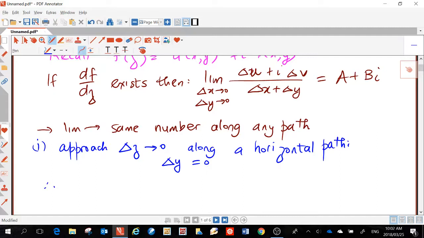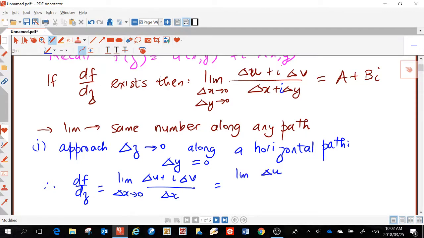Therefore, df dz becomes the limit of delta u plus i delta v, now, sorry, there was an i missing here, over delta x, because delta y has become 0. We are only considering delta x approaching 0. So if you expand this, you may want to separate this out, and you can say that this is the limit of delta u over delta x as delta x goes to 0, plus i, limit of delta v over delta x as delta x goes to 0.